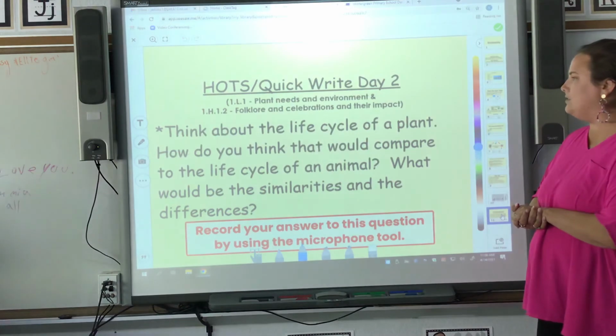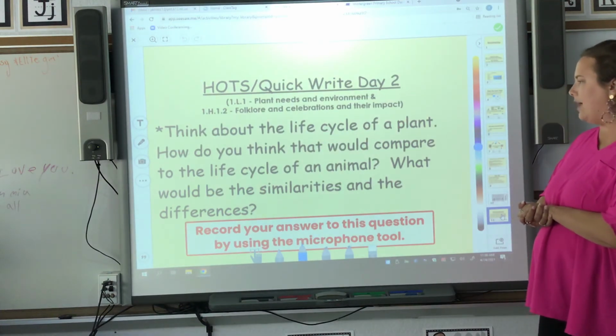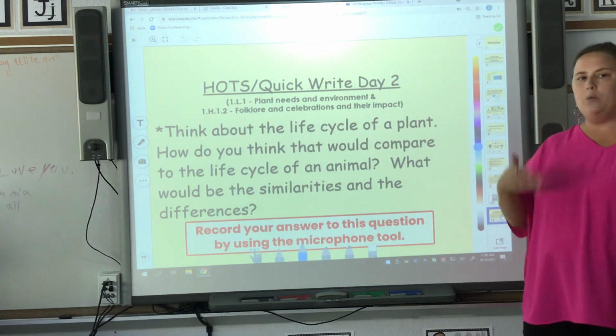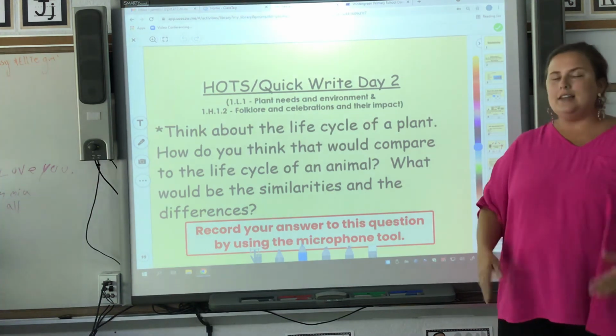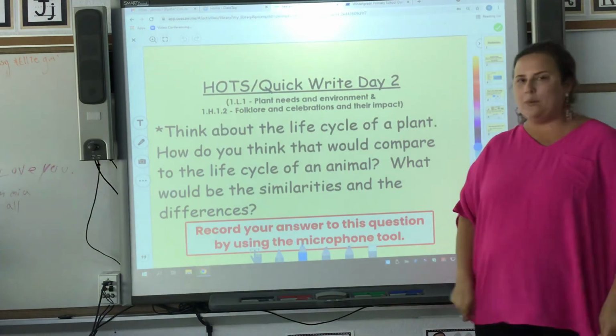Think about the life cycle of a plant. How do you think that it would compare to the life cycle of an animal? What would be the similarities and what would be the differences? Take your time, guys. We can't wait to see how you did.